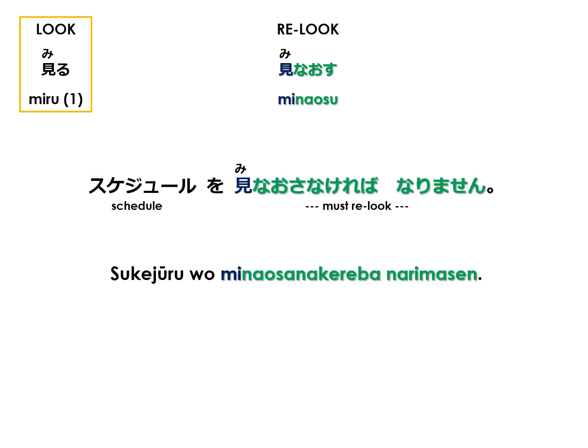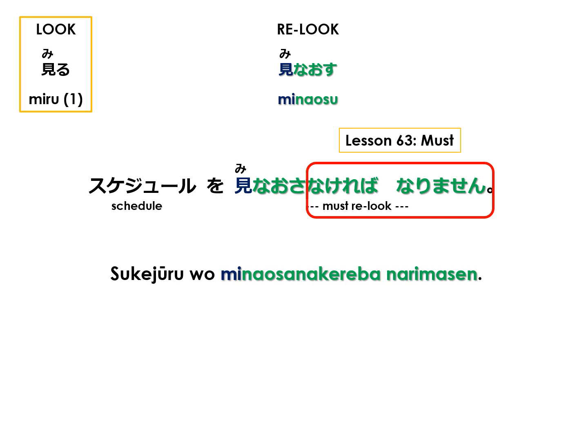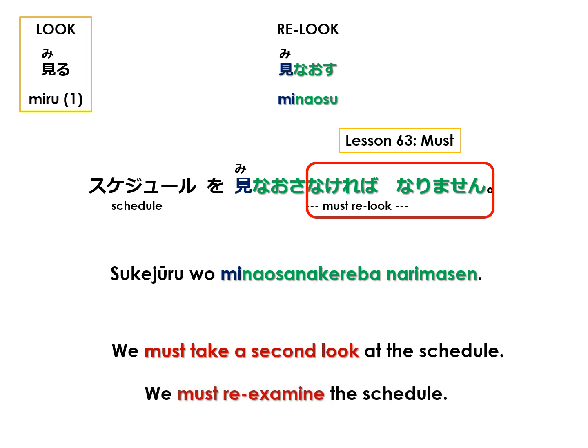To look is 見る and 見直す. 見直す means to relook or reconsider. We're going to use more advanced conjugations here. スケジュールを見直さなければなりません。Here we've conjugated 見直す into the must conjugation, なければなりません, which you can review in lesson 63. We must take a second look at the schedule, or we must re-examine the schedule.